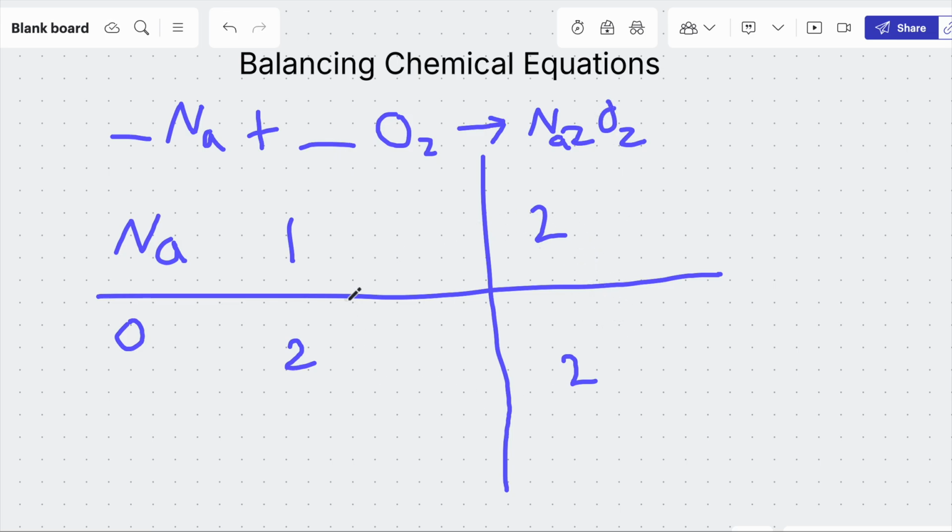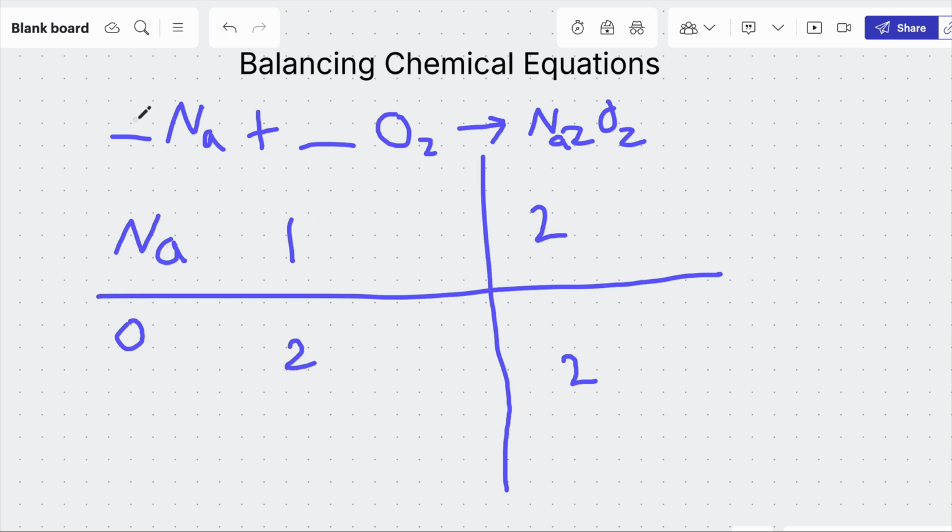So when we're balancing like this, we want to have the same amount of things on either side. So right now, our O's are good. We have two on our left side and two on our right side. That's good. Our sodiums are not. We have one on this side, two on this side. So when we have things like this, we want to fix the side that has less. So in this case, that's our left side. When it comes to balancing equations, we can't change these little numbers at all. All we can do is add big numbers in front of them.